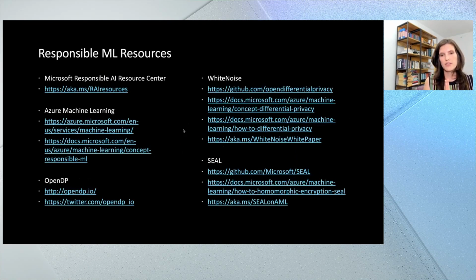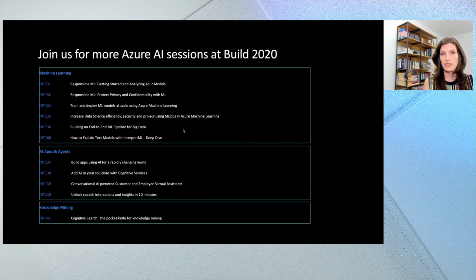So we have a lot of great resources that you can check out if you want to learn about any of these technologies. You can go to the White Noise GitHub. We have Seal. We have those notebooks to show you how to use it in Azure Machine Learning. And we have a lot more sessions if you want to learn about AI at Build, including additional sessions on responsible ML for analyzing your models and also for interpreting your text models.